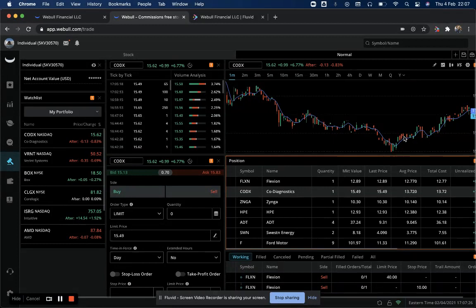A tutorial on how you can use the Webull desktop web application to trade stocks. And once you log in, you are taken to a page like this.